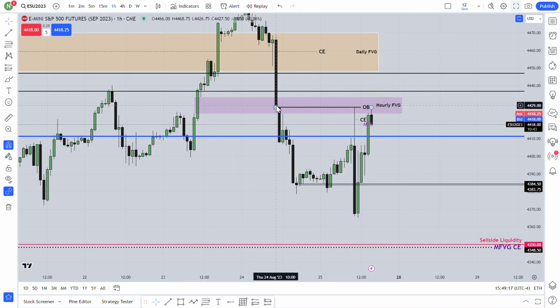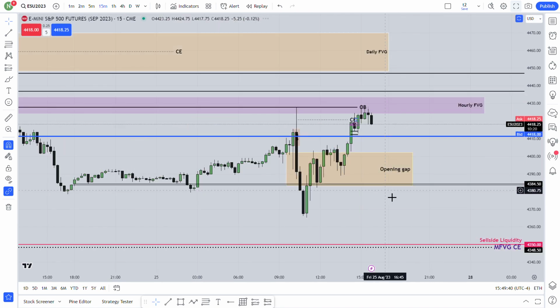I'll show you what this level is, why this is the order block. Just give me some time. In the hourly chart, you just need to see this fair value gap. This is the most obvious fair value gap, which is aligned over here. There is also some gap and everything. Let's come to the 15-minute.